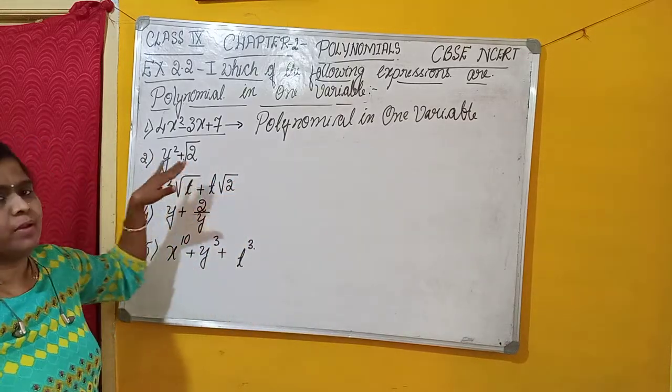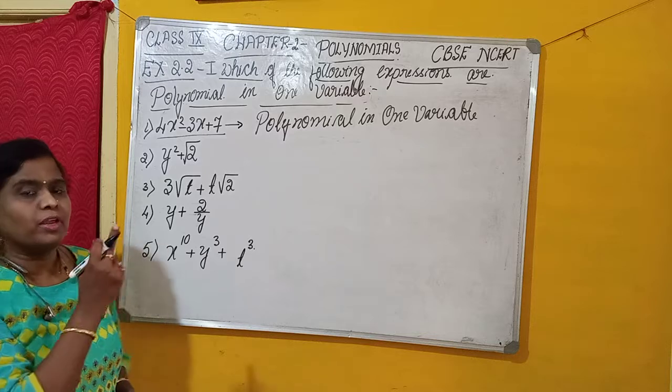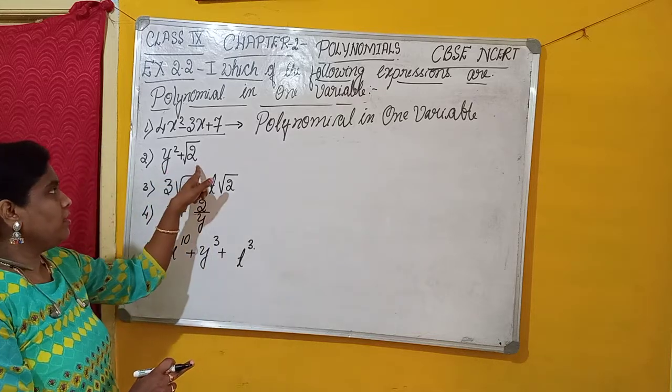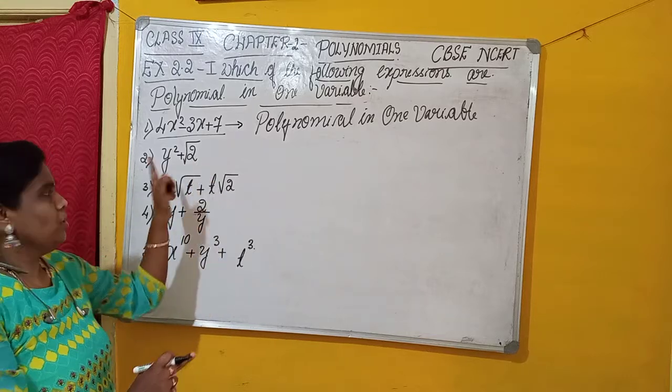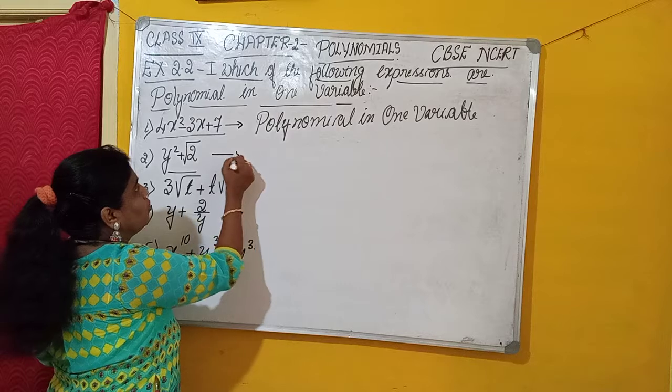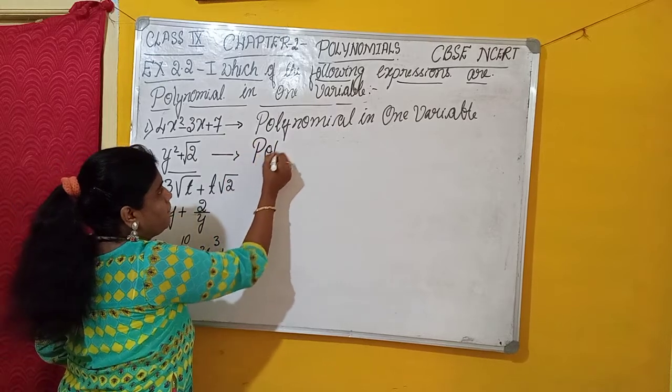Here y squared plus root 2 is there. Here the variable used is y, it is y squared, and then a constant, root 2. Therefore, it is also a polynomial in one variable.